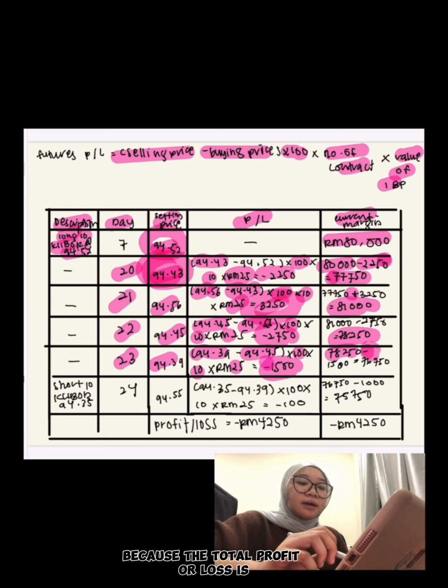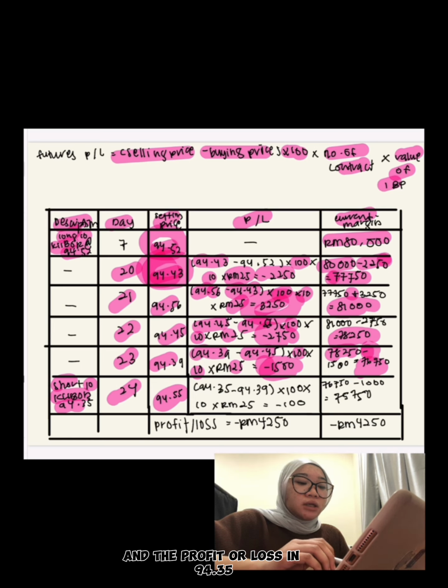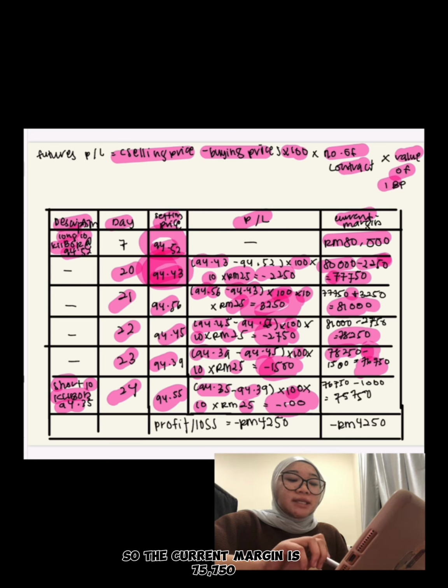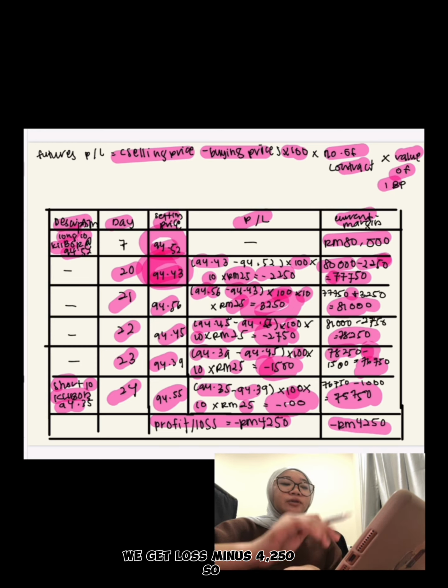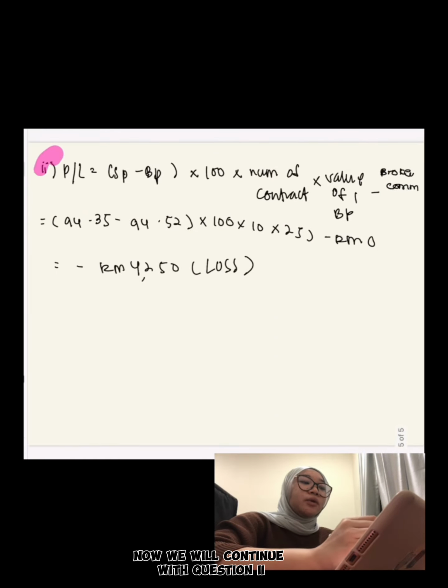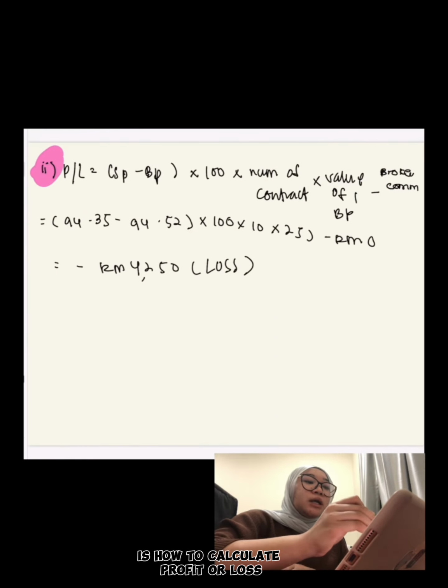So last is short 10 Klibor at 94.35, 24 January. The settlement price is 94.35, and the profit or loss is 94.35 minus 94.39, times 100, times 10, times 25, and the result is minus 1,000, a loss. So the current margin is 75,750. So the profit or loss, which is a loss, we get minus 1,000.